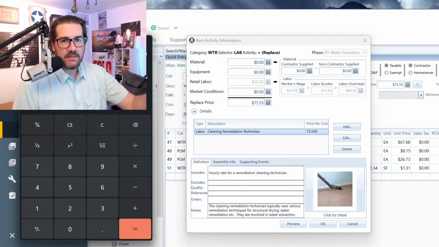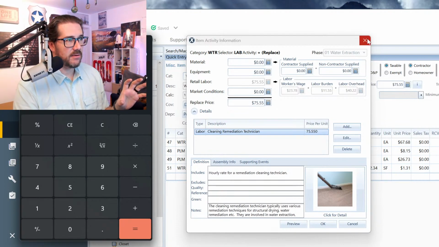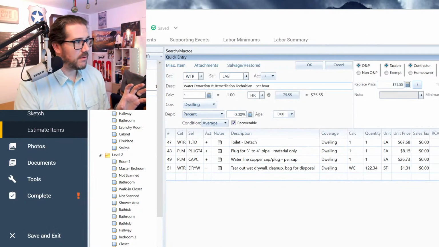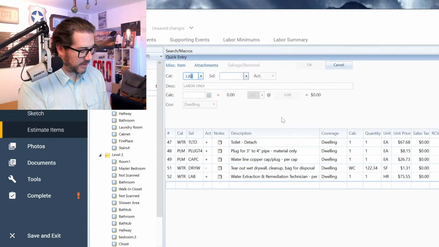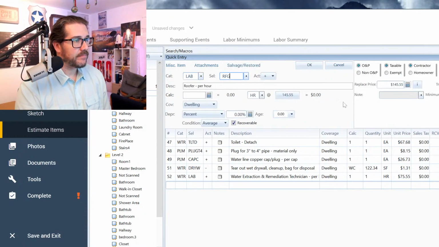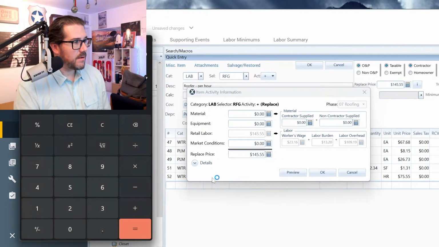There may be circumstances, based on this. If you do this math, do your own thing. Pull up your labor, pull up an estimate, and look at the numbers, because where water labor is a 113% markup to get your retail labor rate, let's look at roofing, LABRFG. Let's do the same math. Where's my calculator? Oh, you just see it right here. This is going to blow your mind. Look at this.